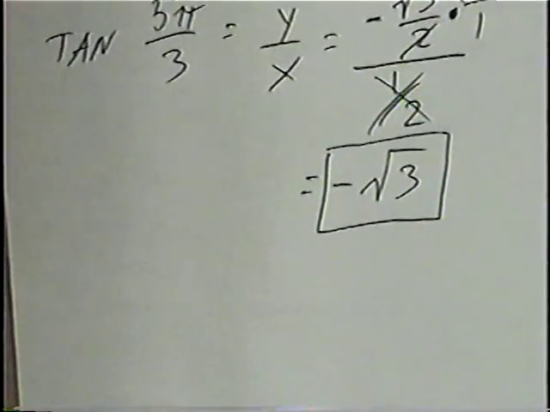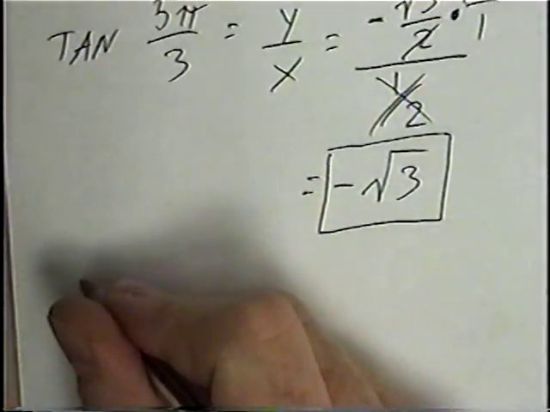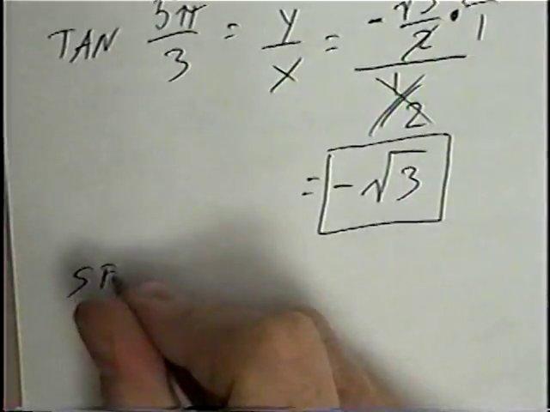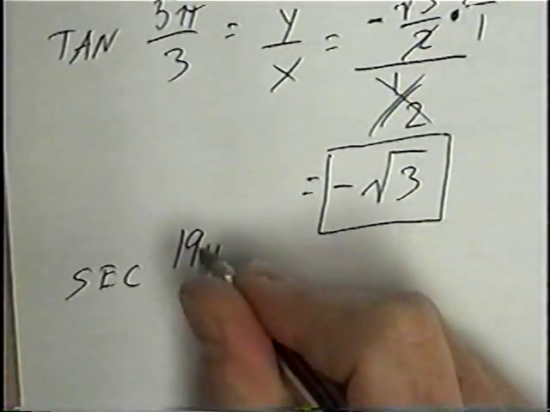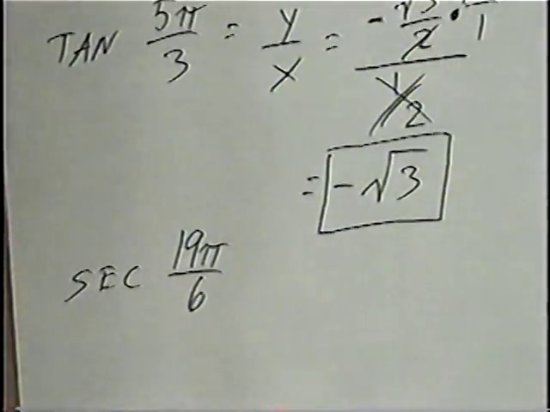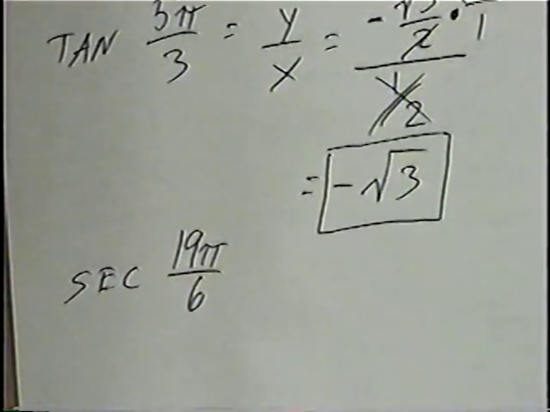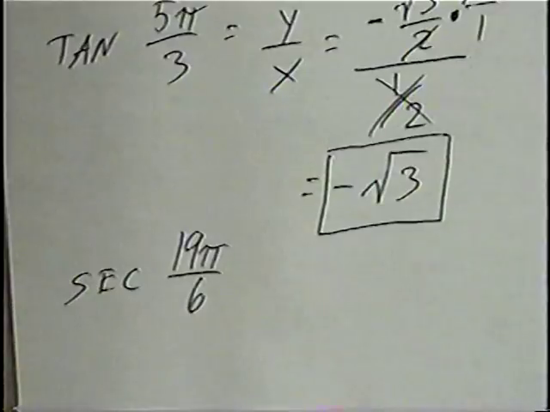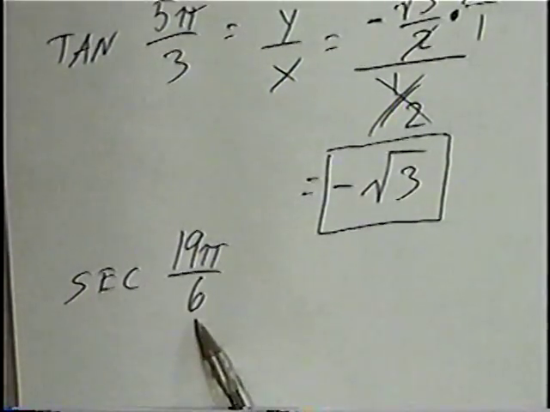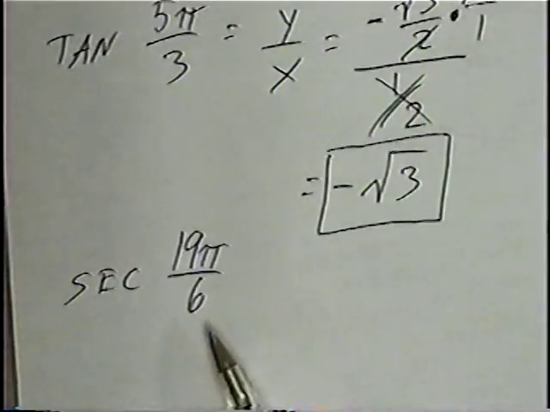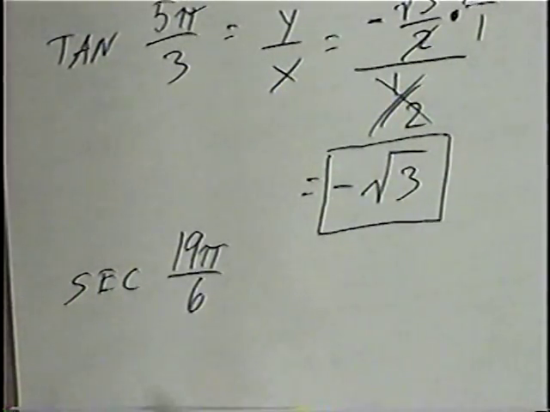And last question for the section. Secant of 19 pi over 6. First again, you want to locate, if possible, 19 pi over 6 on the unit circle. 19 pi over 6 is not on the unit circle.